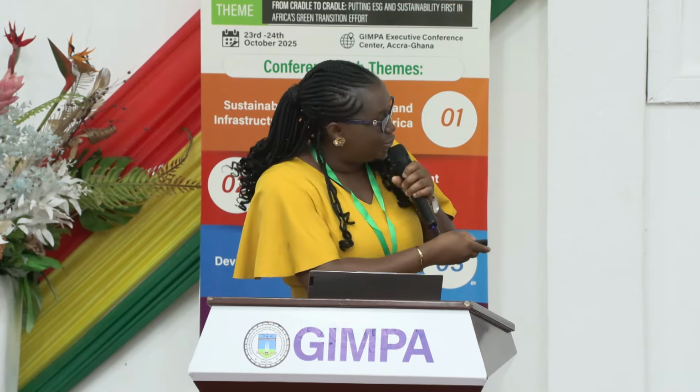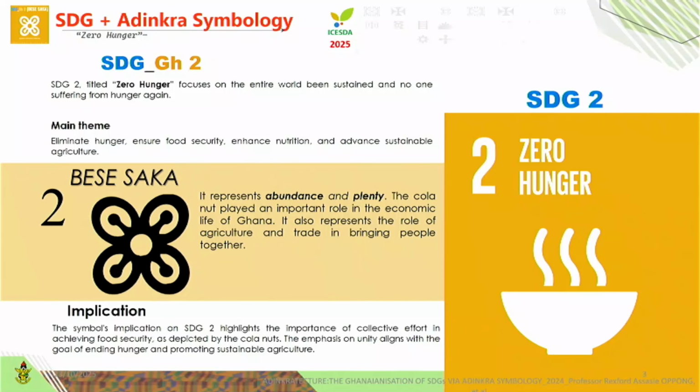The SDG 2 is on zero hunger, and the aim of this SDG is to eliminate hunger, ensure food security, and enhance nutrition. We chose the Besisaka, which represents the kola nuts, and it's a strong sense that brings about economic life of Ghana. It highlights the importance of collective effort in achieving food security.